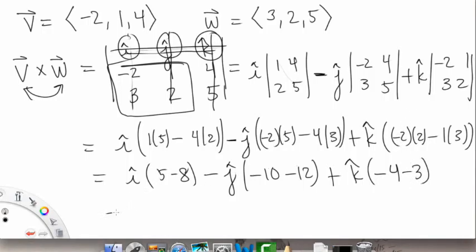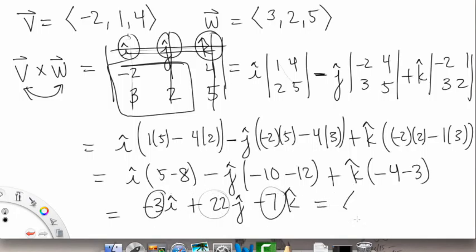Okay? So if we simplify even more, we get -3 i hat, and then this is a -22, but it'll turn positive, right? So plus 22 j hat, and the last one is -7 k hat. All right. So again, the way you write this in vector form is you just pull out the coefficients of each. All right. So we're going to have -3, positive 22, and -7 is our resultant vector.